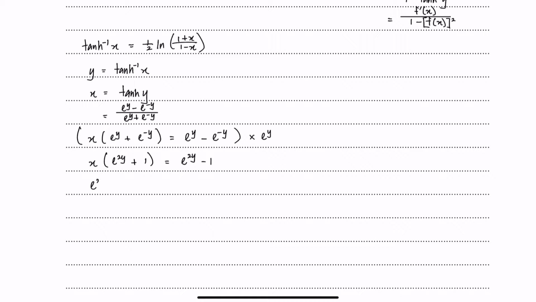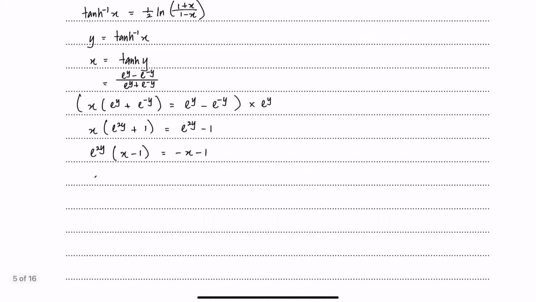And you group the e to the 2y together, so you get x minus 1, and the other side would be minus x minus 1. And now e to the 2y equals, let's make it nicer, 1 plus x over 1 minus x. So 2y equals ln of 1 plus x over 1 minus x. So y equals half of ln of 1 plus x over 1 minus x. So this will be the proof.